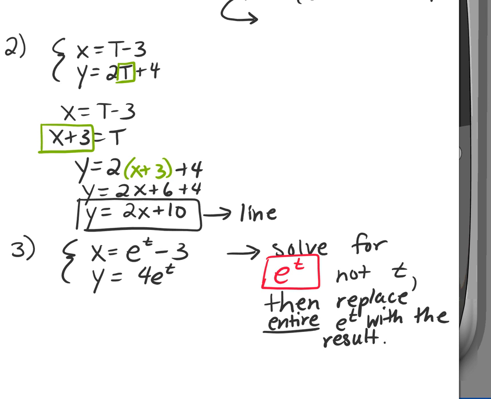It really doesn't matter which one we go with. I'm going to go with the first one. There's two, each of them have one step for solving. This is adding. So I'll solve that for e to the t. And then I'm going to take this x plus 3 and replace the entire e to the t in the other equation.